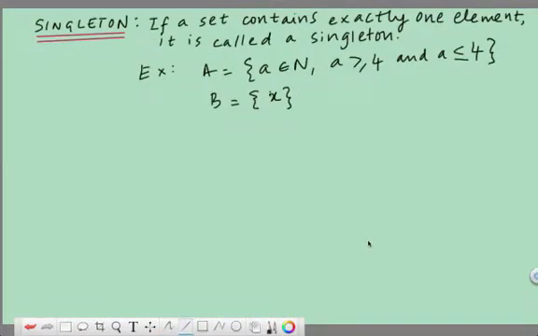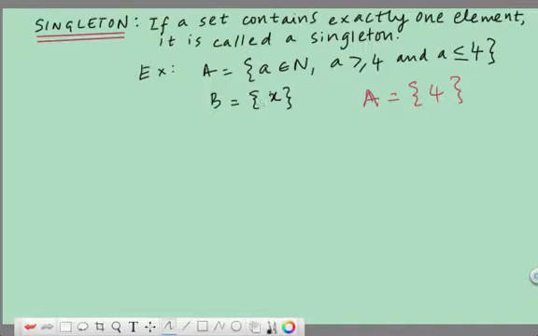Next we will talk about singleton. If a set contains exactly one element, it is called a singleton. For example, look at the first set. A equal to {a belongs to capital N, all natural numbers, such that a greater than or equal to 4 and a less than or equal to 4}. The number that satisfies this condition is 4, and it is only one element that satisfies this condition. So if you write this A in the roster form, it will be A equal to {4}. So this is a singleton.